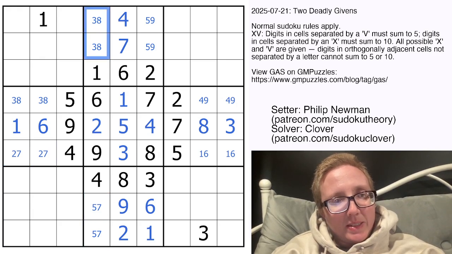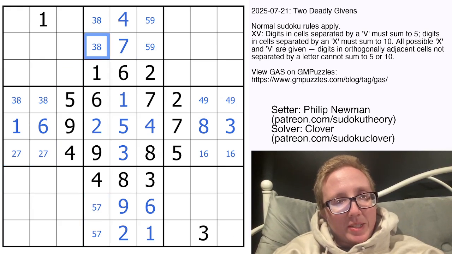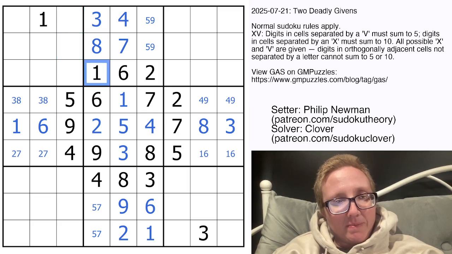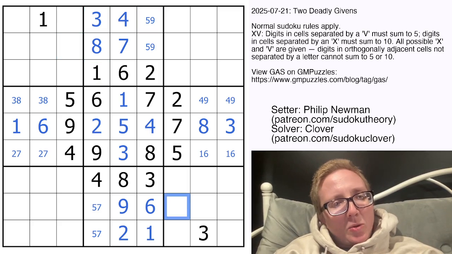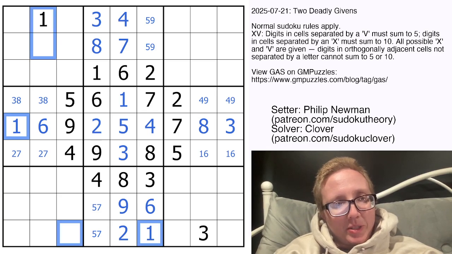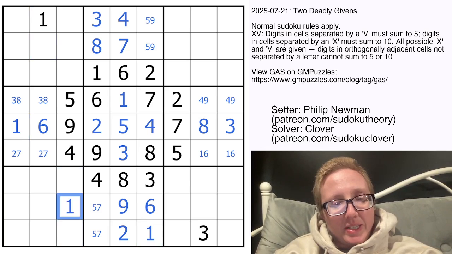Okay. 7 can't touch a 3, so that's going to be an 8, and that's going to be a 3 right there. Now, 1s are there and there, and 1 also can't go there because there's a 1 in this row. And 1 can't touch 4, so 1's going to have to go right there, and then 1 is also going to go in one of those cells.